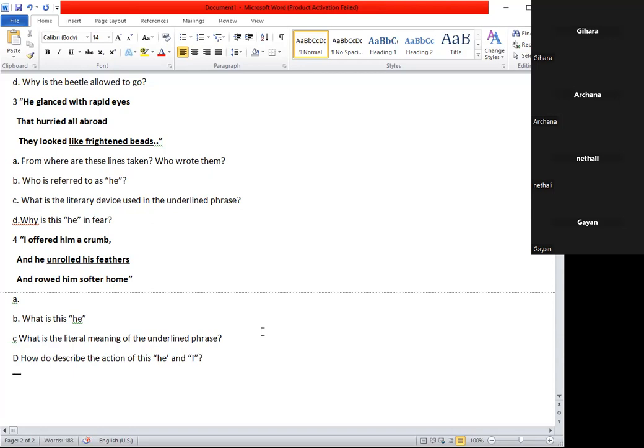Oshada, A, B, C, correct. The answer came. Right, Gihara, correct this time. A question, you know the answer. B, who is referred to as he? A bird. What is the literary device used in the underlined phrase? Simile. Why is this he in fear? Why is this bird in fear? Yes. Go write in.